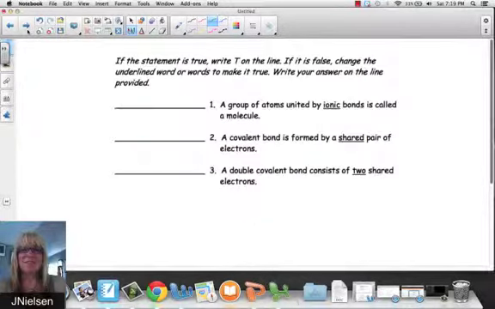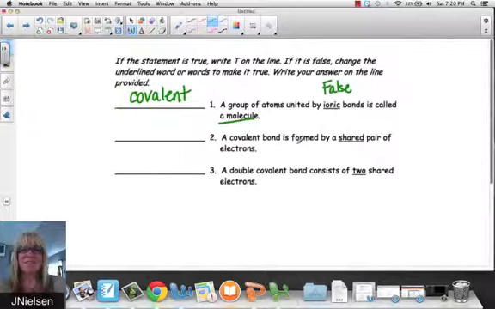If the statement is true, write true. If it's false, change the underlined word or words to make it true. A group of atoms united by ionic bonds is called a molecule. That is false. This would be covalent bonds. Covalent and molecular are synonyms.